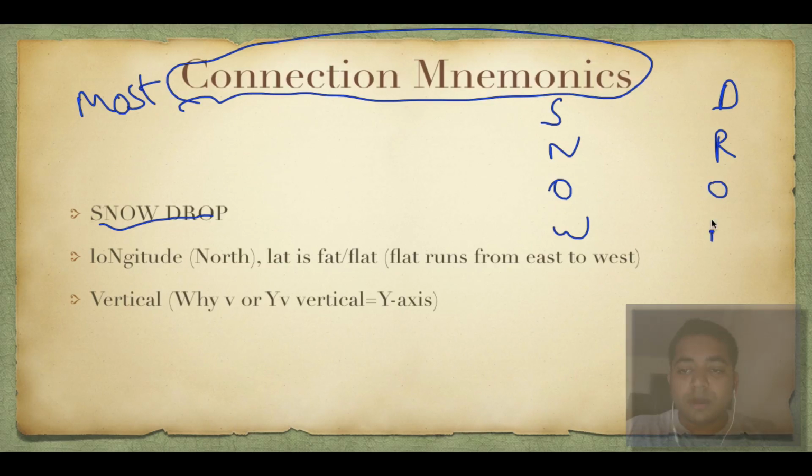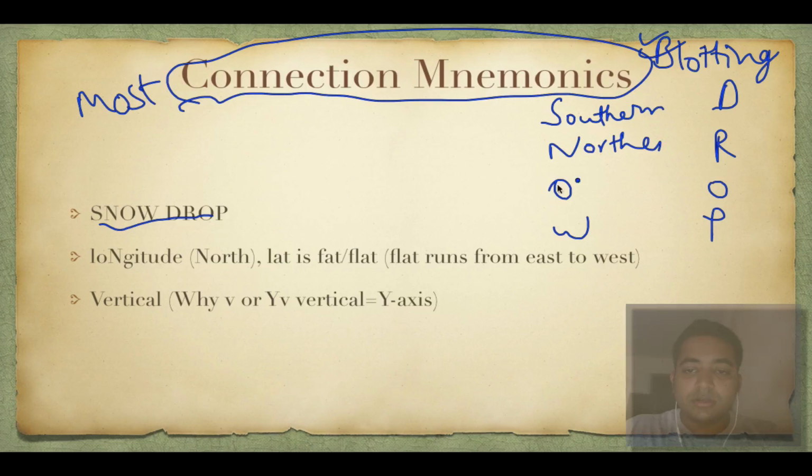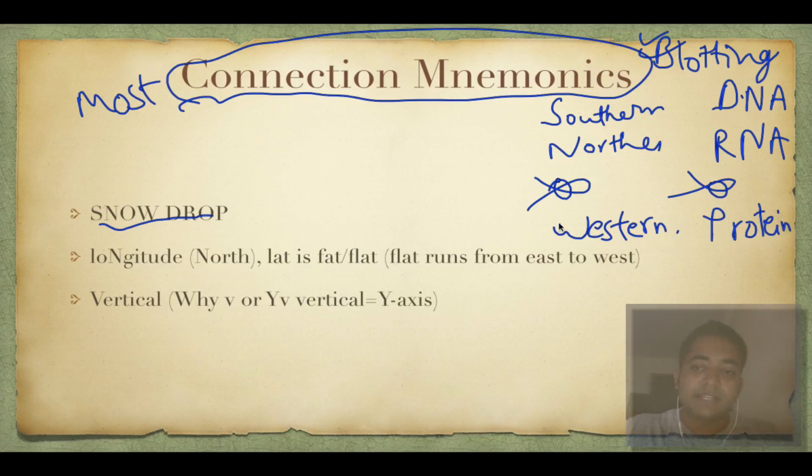So have you heard about blotting techniques? If you have not heard, please refresh your life sciences, because UPSC will ask a lot. S is referring to Southern blot. North is Northern blot. And this is Western blot. This is for DNA, this is for RNA and this is for protein. As simple as that.